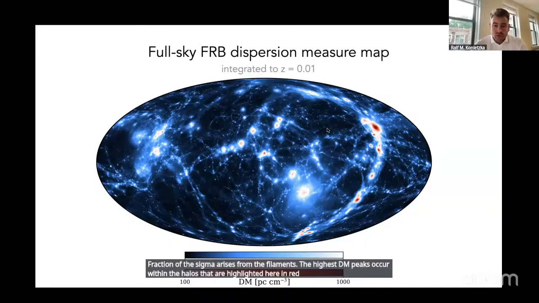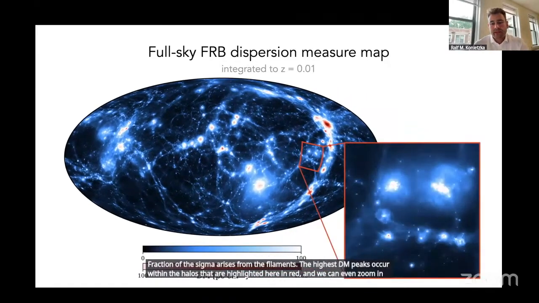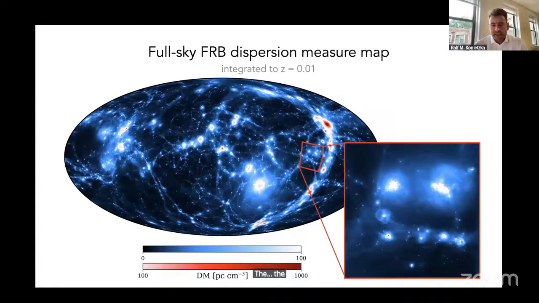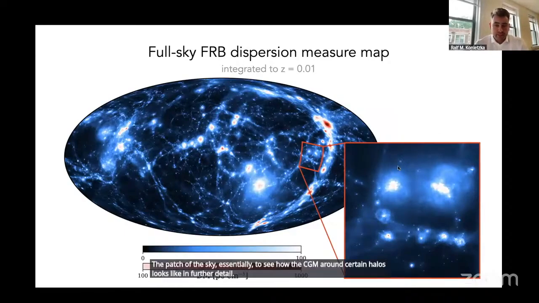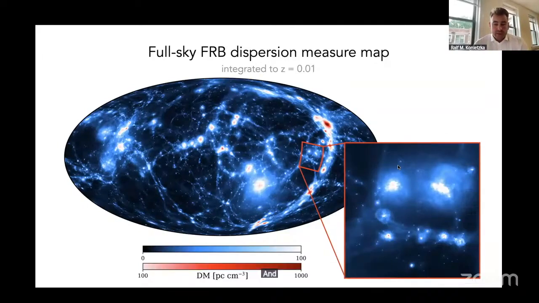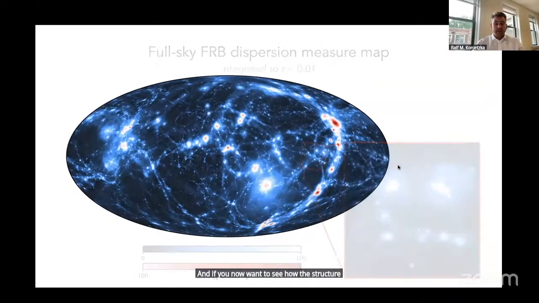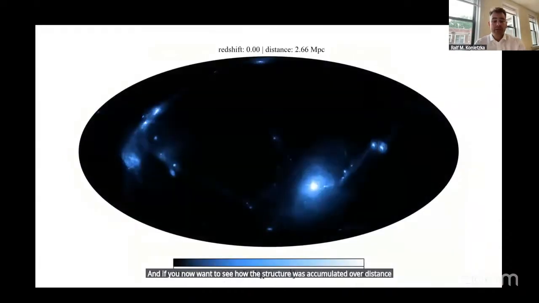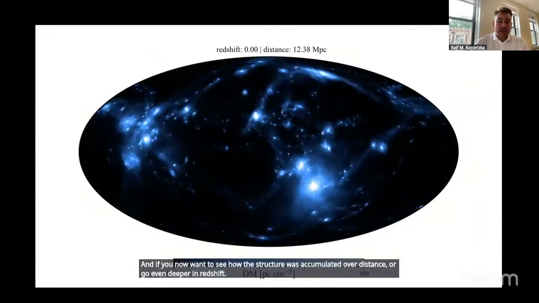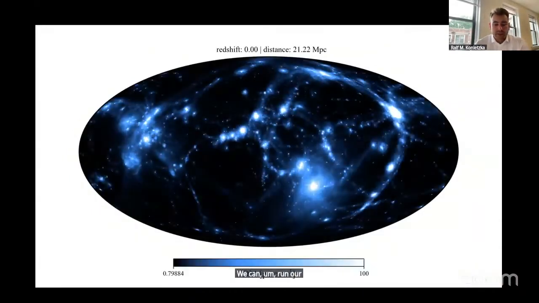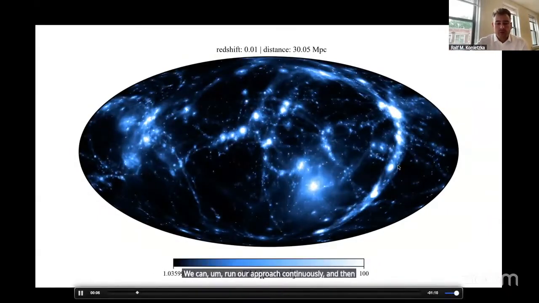We can even zoom in using our pencil beam catalog on a patch of the sky, essentially to see in further detail what the CGM around certain halos looks like. And if we now want to see how the structure accumulated over distance, or go even deeper in redshift, we can run our approach continuously and then see more and more dispersion measure accumulate.